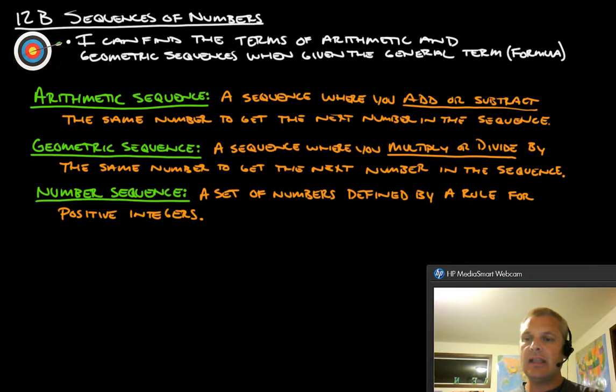Okay, and then the last thing is number sequence, a set of numbers defined by a rule for positive integers. Okay, so basically that's really what we were figuring out with our general term, a set of numbers defined by a rule for positive integers. Okay, so the positive integers really is the nth term. So like the first term, second term, third term, fourth term. So that is what this number sequence is talking all about.